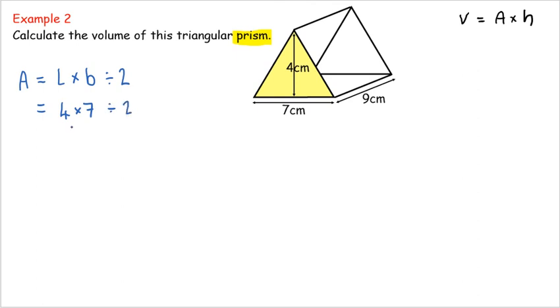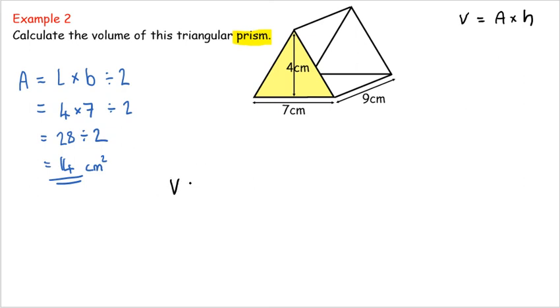Or you might have 7 multiplied by 4 there for length. Either way is fine. So we get 28 divided by 2, which is 14. Therefore, we've worked out the area, and may as well put the units in, square centimetres. So that's the area of that triangle first of all. Now we can go ahead and work out the volume of the prism.